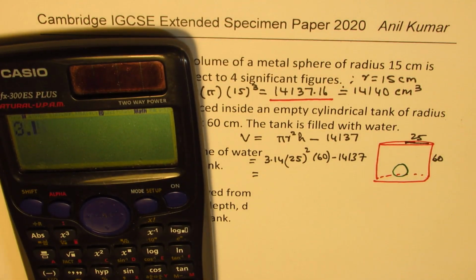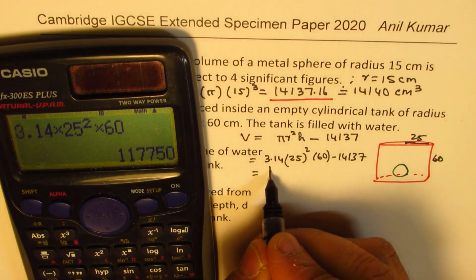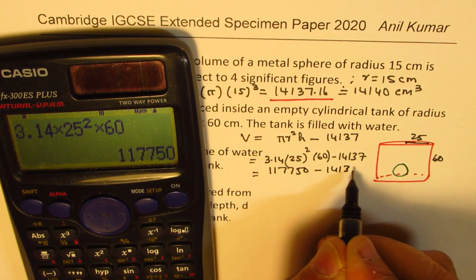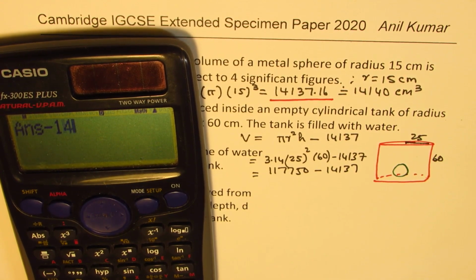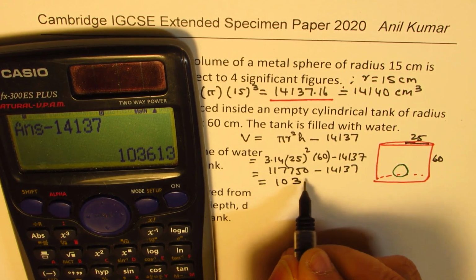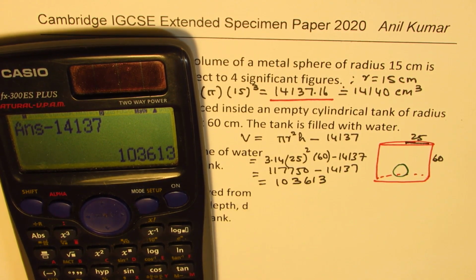So we have 3.14 times 25 square times 60, which is 117750, and from this we'll take away 14137, which is equal to 103613, correct? So that becomes the answer for us.